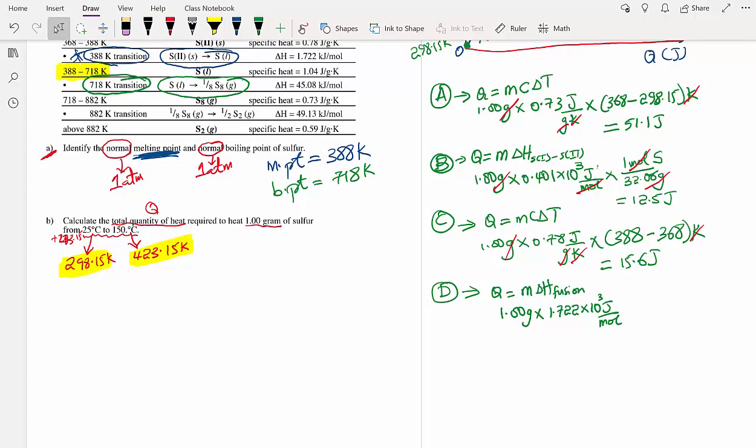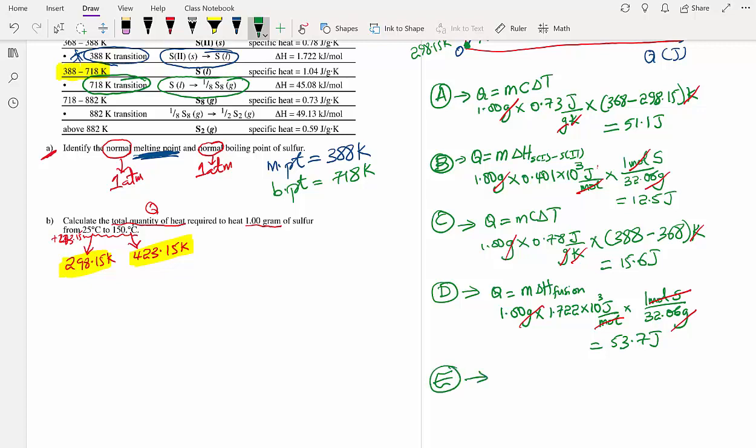However, we know that we need to change the mole to mass. And for sulfur, 1 mole of sulfur has a mass of 32.06 grams. Grams will cancel out, moles will cancel out. If you put all of these numbers into your calculator, you should get 53.7 joules for stage D.